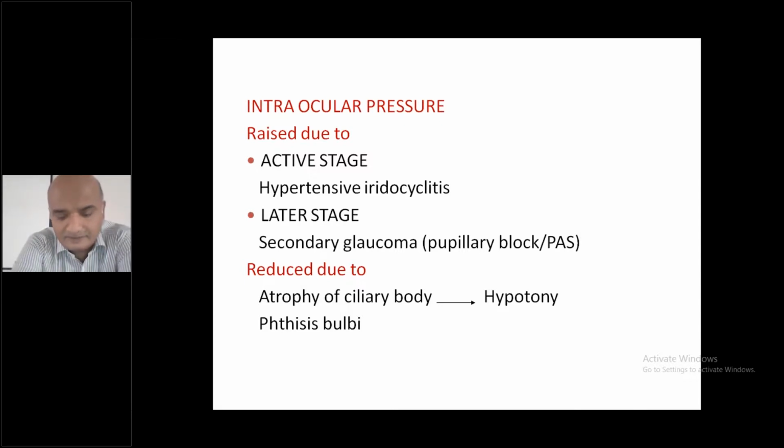It is reduced over a period of time. What happens when there is a continuous inflammation? The ciliary body gets damaged. The ciliary body is the zone where the aqueous production occurs, and when aqueous production is damaged because of chronic inflammation, it can go into hypotony. The IOP can fall down and the eye can go into phthisis. Phthisis is nothing but a small sunken eyeball. Because the intraocular pressure is not maintained, the eyeball starts to sink.